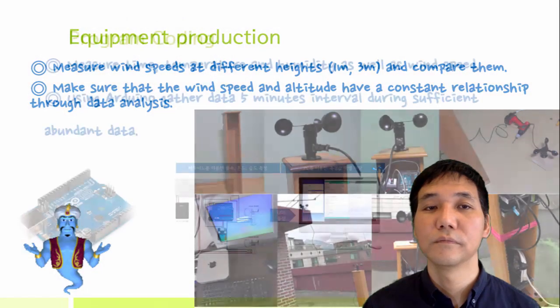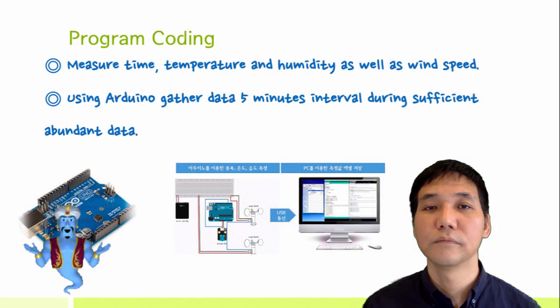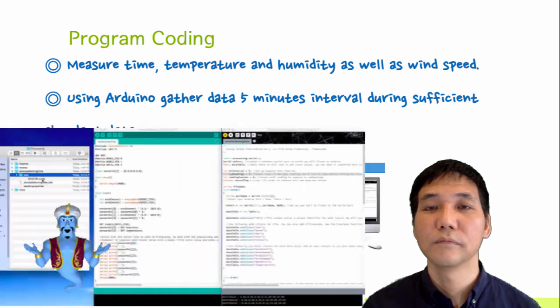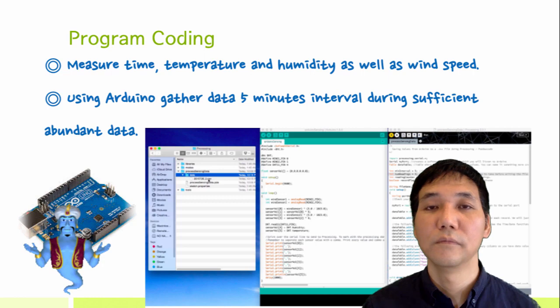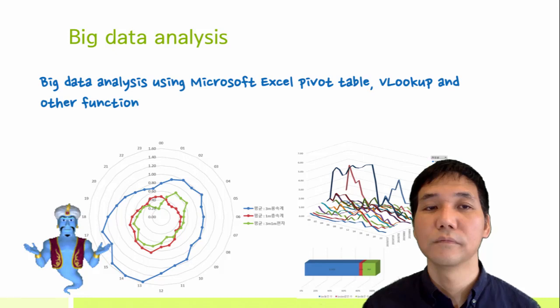Next, we will study how we can automate this routine work to check wind speed, humidity and temperature in 5 minutes by Arduino program and processing program, which enable us to generate an Excel-readable file to store data. Last, we will perform big data analysis using Microsoft Excel pivot table and other functions. Then, we can reach the result we want.